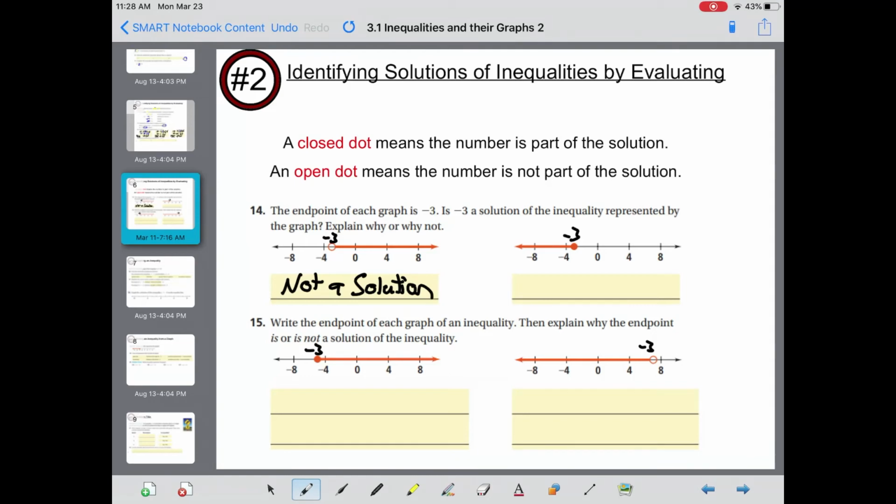For the second one, though, we have a closed dot, so this is a solution. For 15, again, we have a closed dot. This is a solution. And for the last one, we have an open dot again, not a solution.